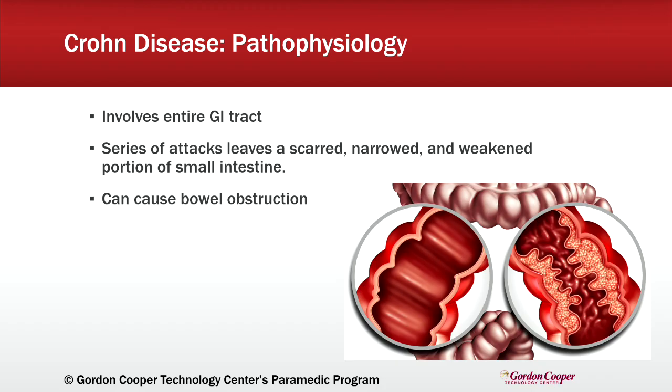Crohn's disease is similar to ulcerative colitis, but it usually affects the entire digestive tract with a focus on the ileum. The presence of extra-intestinal symptoms suggests an autoimmune component to the disease, and a family history and genetics contribute to the development of the condition. Repeated autoimmune attacks result in a scarred, narrowed, and stiff section of the small intestine, which can lead to bowel obstruction.